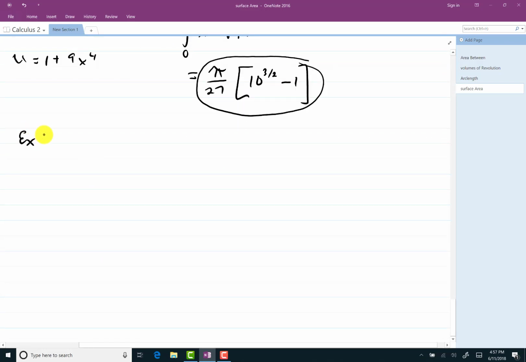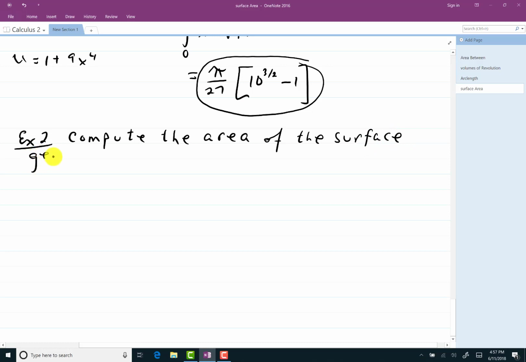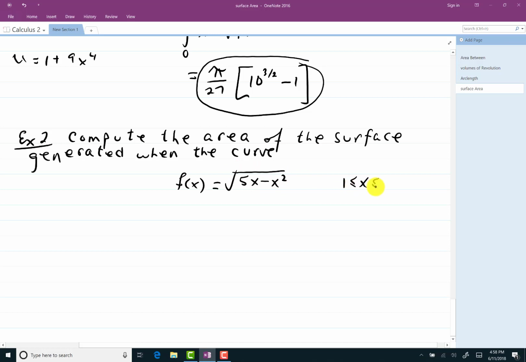For the next example, compute the area of the surface generated when the curve f of x equals the square root of 5x minus x squared, where x is between 1 and 4, is revolved about the x-axis.